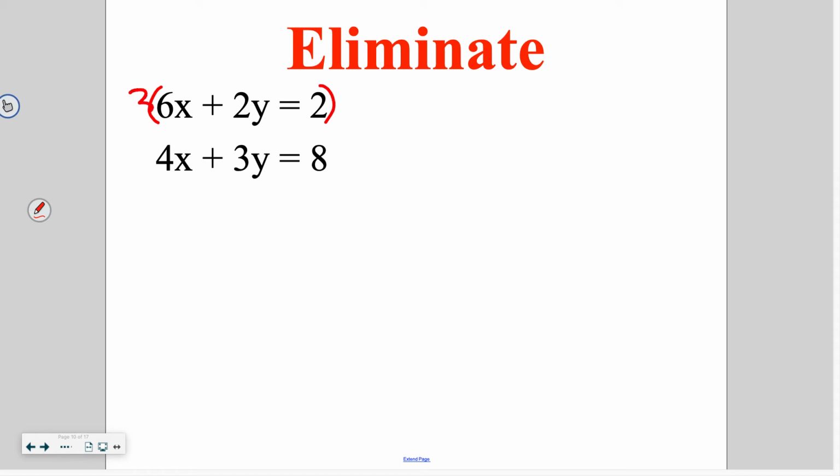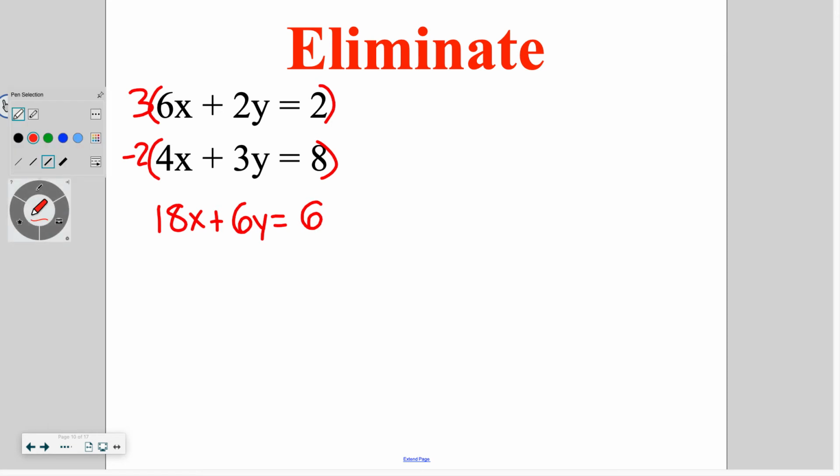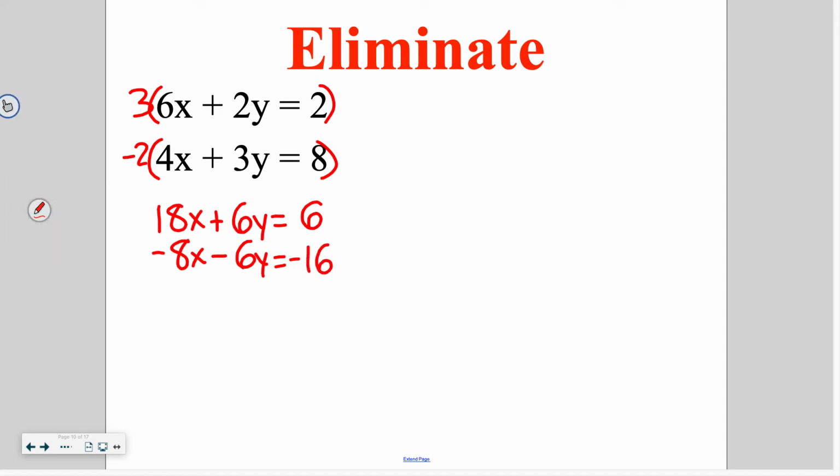I'm going to multiply the first equation by 3, and I'm going to multiply the second equation by -2. Again, I use the negative, so that's when I get my matching variables. They're opposites, and I can add the equations together. So the first equation ends up being 18x plus 6y is equal to 6. My second equation ends up as -8x minus 6y is equal to -16.